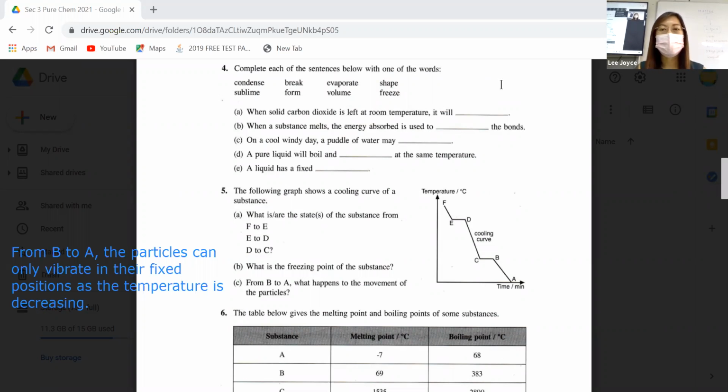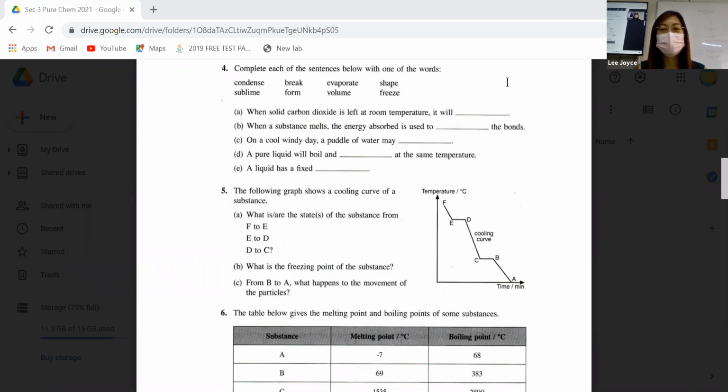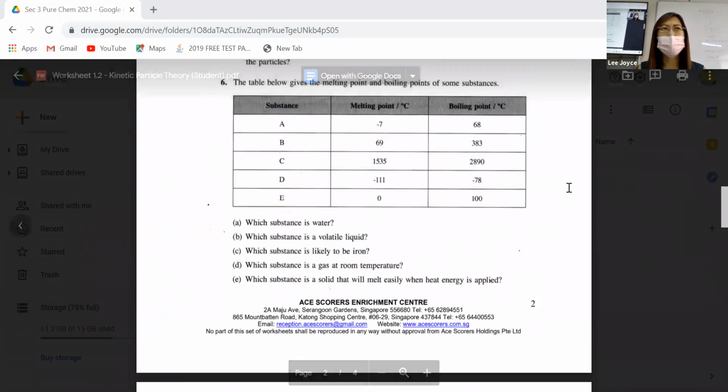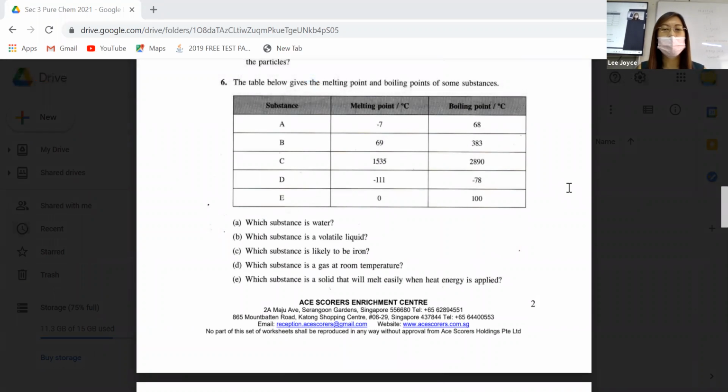All right, question 6, part A. So I'm going to give answers on the spot. Which one is water? This one should be very easy. You can see that E is definitely the water because water has a melting point of 0 degrees Celsius and boiling point of 100 degrees Celsius.